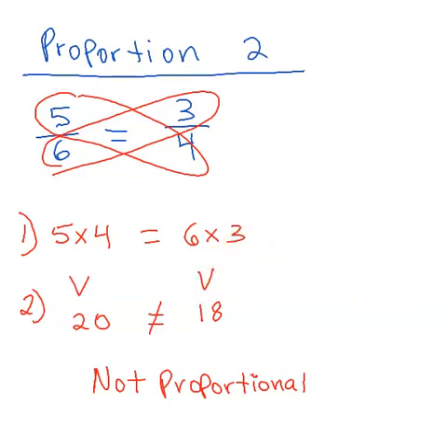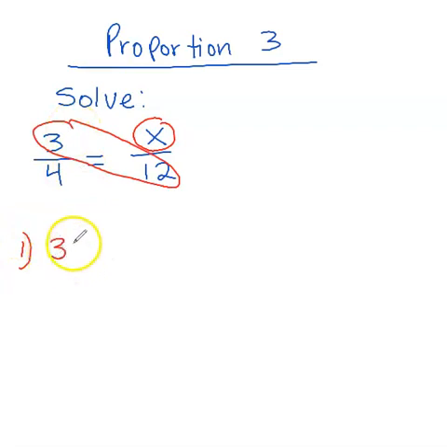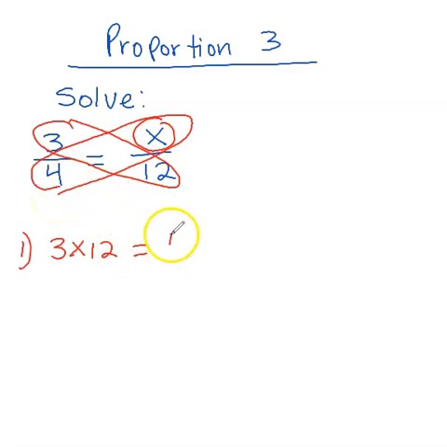Let's try another example. Now we have proportion number 3, where sometimes you're missing the number, so they'll put it in the form of x or any other letter they want to use. So we'll do the same procedure where we do 3 times 12 like this, and then 4 times x. You may be wondering, how do you do that if you have a variable? Simply do it as you do normally, and then you solve for the variable later.